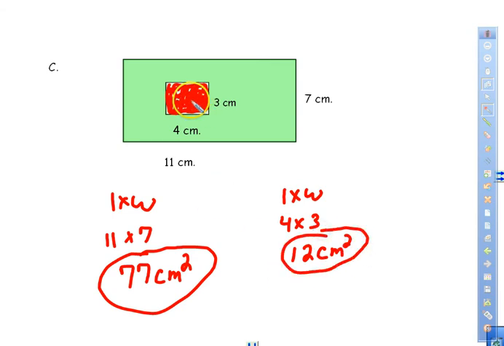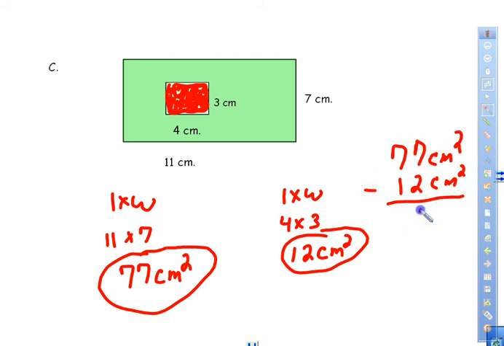Since we already know all of what's inside of this, including that part, we need to remove this part from it. So we're going to take our 77 square centimeters and our 12 square centimeters, and we're going to subtract, and we get 65 square centimeters. That is the area of only the green shaded part of this rectangle. This part is what we had to remove out of it to get the 65.